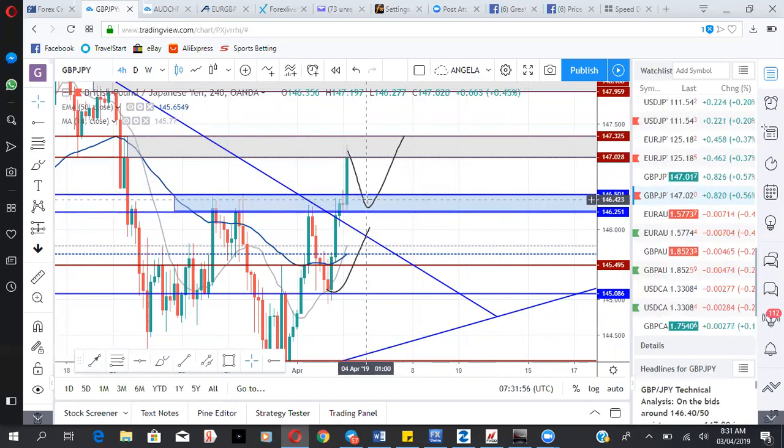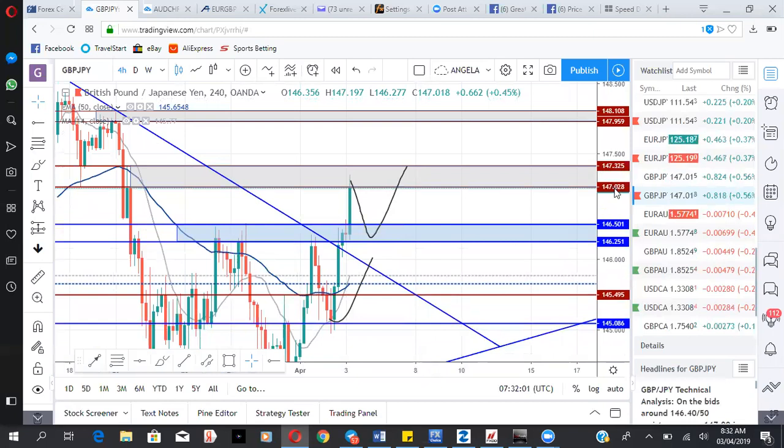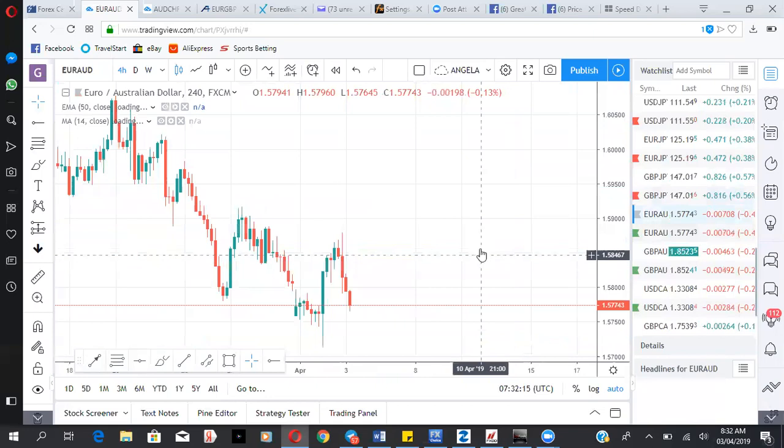And should they find support here, then you can take a long position higher into this resistance between 147.32 and 147.02. But for now, I would not advise taking a long position here because price may drop from this area. Next pair we'll be looking at is the EURUSD.